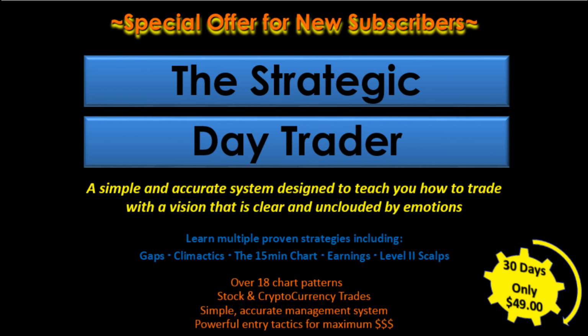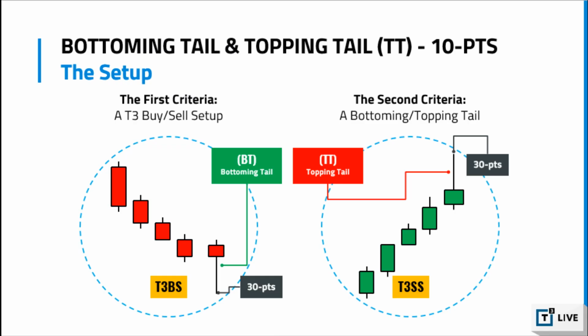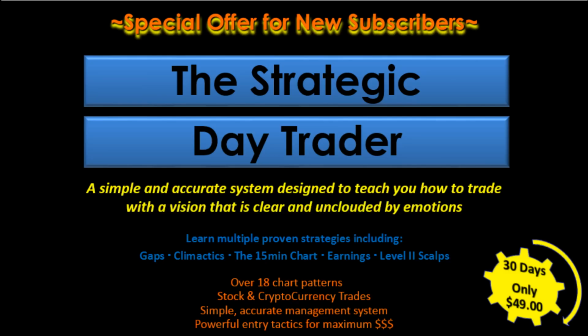Questions. Let's see. Does it need to be a bottoming tail? I'm sorry, which one was that? Does it need to be a bottoming tail? It doesn't have to be a bottoming tail. We're saying if the setup has a bottoming tail, then it gets 10 extra points. So if you have a buy setup without a tail, that's no problem. You can still play it. With a bottoming tail, it gets 10 extra points.